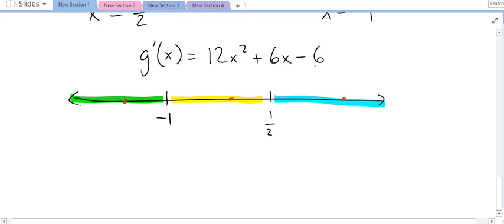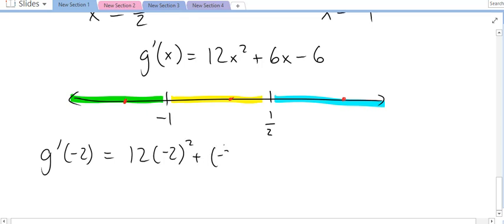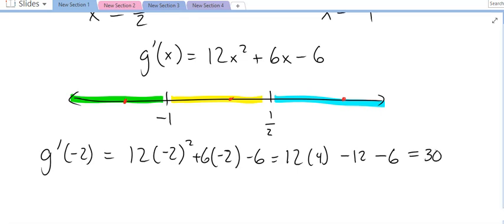So in this green interval, I want to pick a number between negative infinity and negative 1. Negative 2 seems appropriate to try here. So if I do 12 times negative 2 squared plus 6 times negative 2 minus 6, well, we'll get 12 times 4 minus 12 minus 6. And this is going to be positive. We're going to have 48 minus 12 minus 6, so I think we're going to get 30. So that's the important takeaway here, is that this is going to be positive. The derivative is positive from negative infinity to that negative 1.